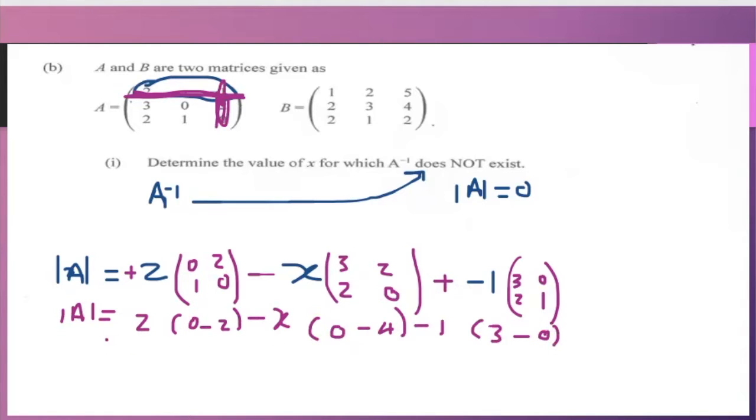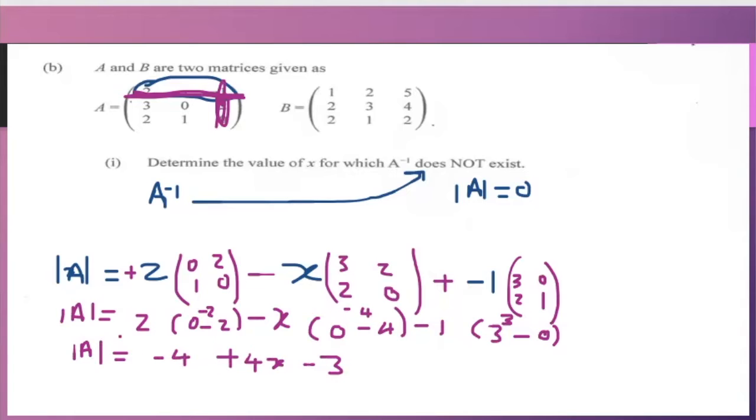So continuing with simplifying, the determinant of A is equal to, I have my 2, but 0 minus 2, that's minus 2. So minus 2 times 2, that's negative 4. The next section: 0 minus 4, that's negative 4. Minus 4 times minus x, that's a positive 4x. Then 3 minus 0, that's 3. 3 times minus 1, that's minus 3.